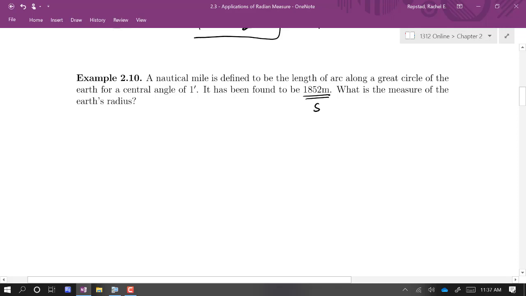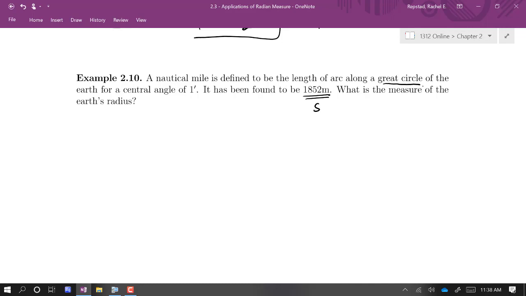along a great circle of the Earth. So a great circle of the Earth just means a circle that goes around like an equator, not just the equator that we think of as going through Central America or South America, but any circumference like the largest kind of circle that we could draw around the Earth. And they've given us a central angle of 1 minute.